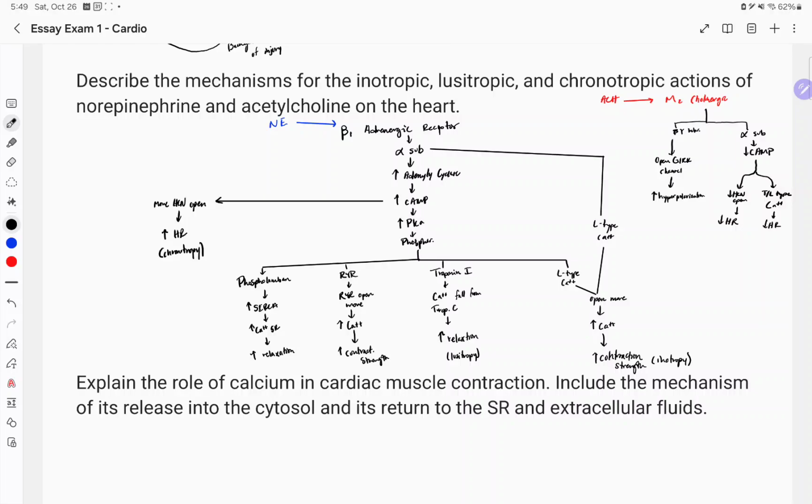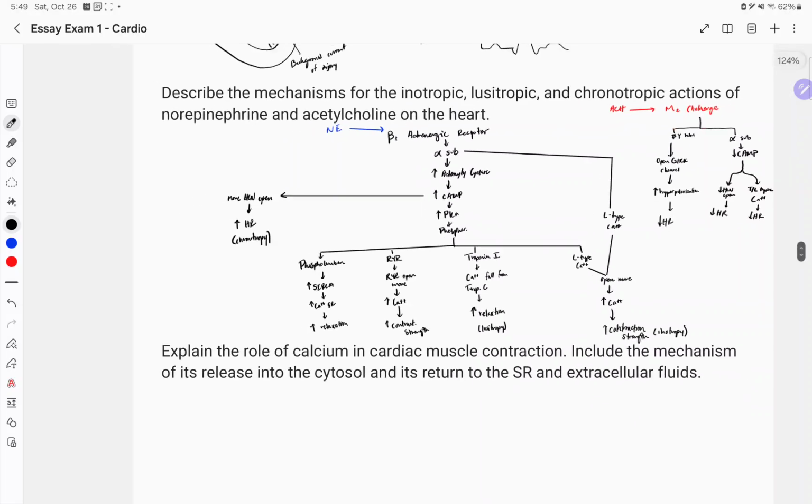So the cell is going to become more negative as we are letting in negative ions, and that's going to decrease our heart rate also. So there you have it.